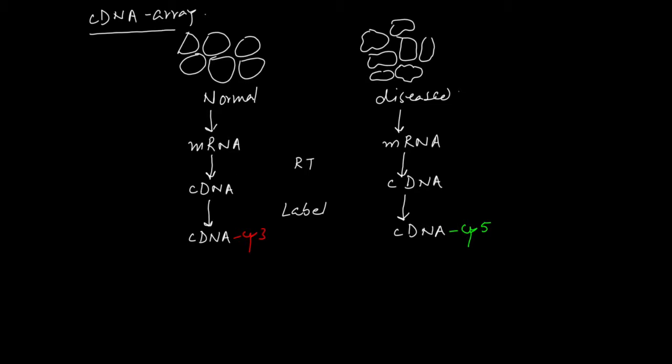Now the final step is to hybridize them. So we need to make a mix of these two. Now remember, cDNA is double stranded, right? So when you mix, they don't cross hybridize at first. We mix this in equal amount. It has to be an equal amount of total cDNA from the disease and the normal cDNA samples. And then we take this mix of DNA and put it on a slide.